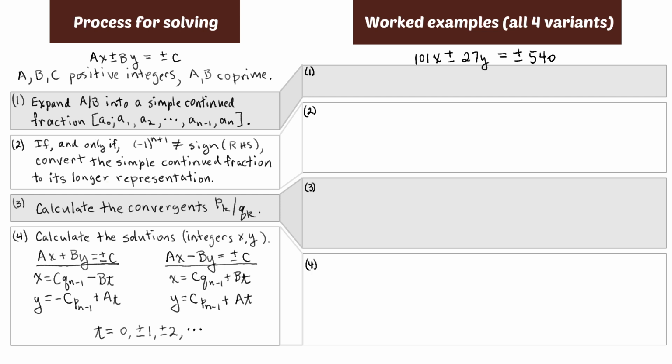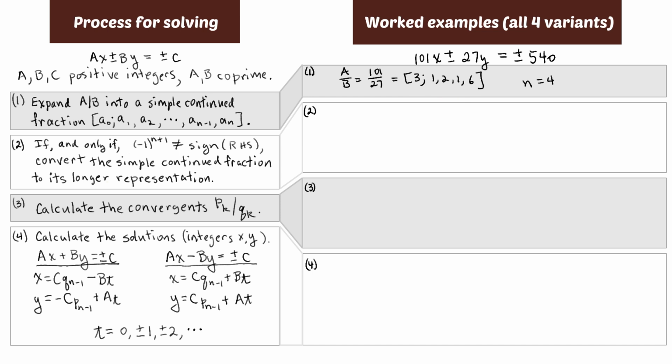Step 1 requires that we expand a over b into a simple continued fraction. A over b is 101 over 27, and when we expand it, we get 3, 1, 2, 1, 6. We'll note that n equals 4, even though there are 5 terms, because we start counting at 0.